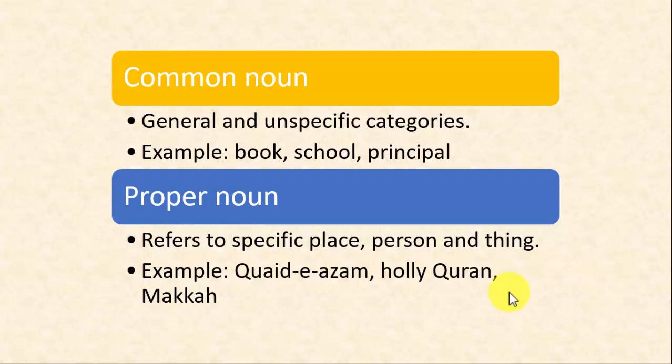School, same case with the principal. But if we specify them, like this is the Holy Quran, a kind of book, then it will be a proper noun. If we specify the school name, Allied School, then it will be a proper noun. If we are specifying the principal's name, then it will be a proper noun. For example, Qaid-e-Azam is a specific personality. If we give the example of a personality in general, then it will be a common noun. If we specify with the name, Qaid-e-Azam, Allama Iqbal, then it will be a proper noun.